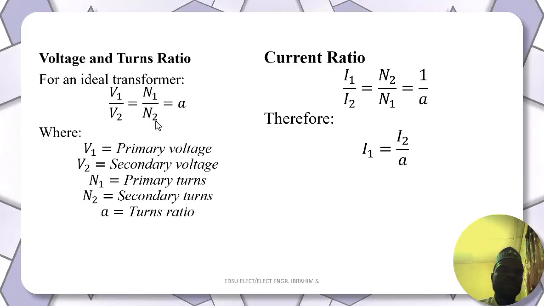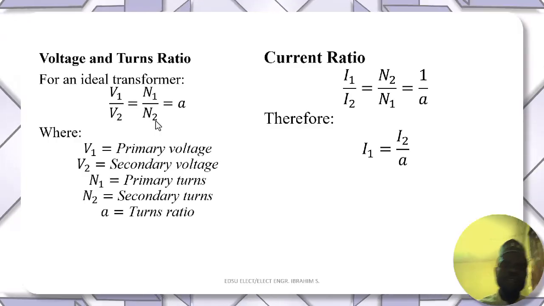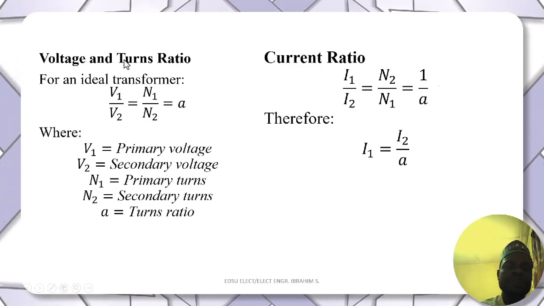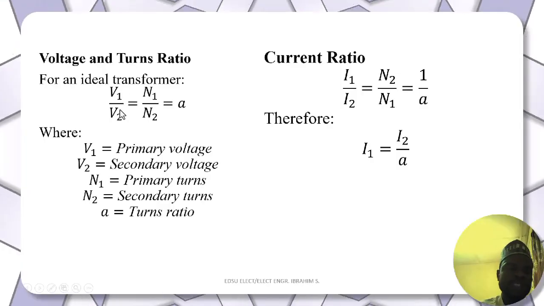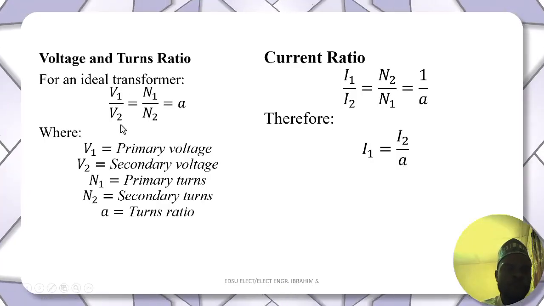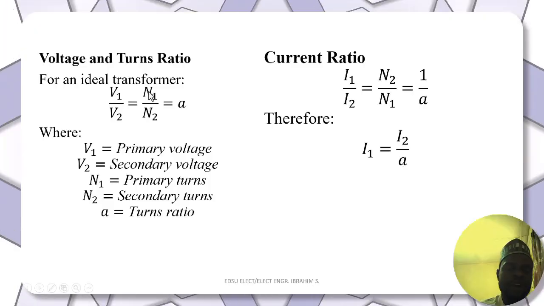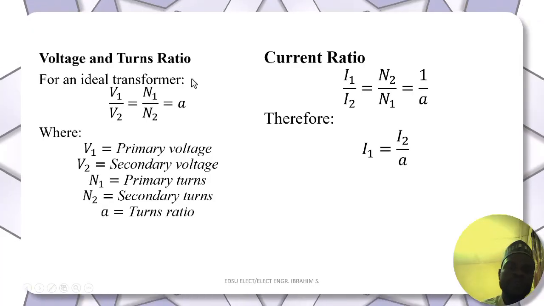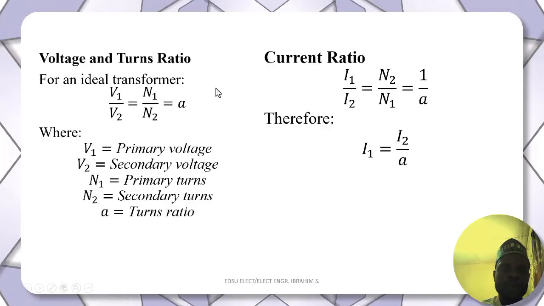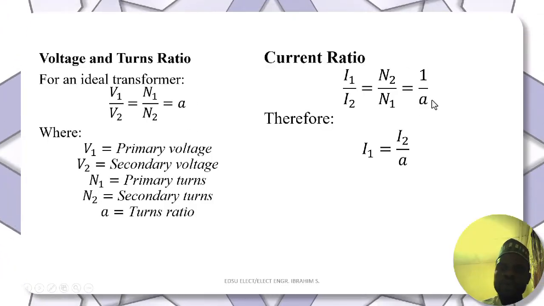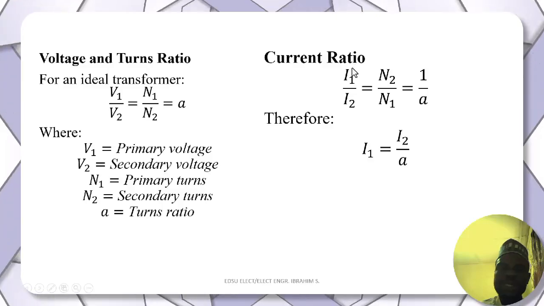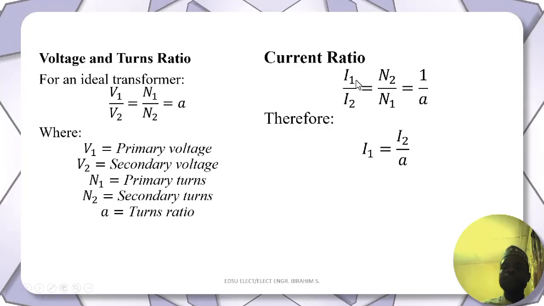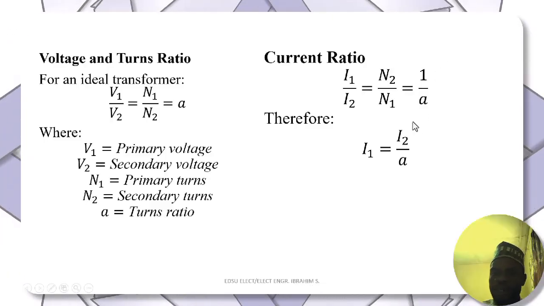Now, voltage and turns ratio. We have already talked about the voltage ratio. We said the voltage ratio is the ratio of the primary voltage to the secondary voltage, or the number of turns at the primary to the number of turns at the secondary, which should definitely give us our turns ratio. And we know this turns ratio is the same as... I think there's an error here. Okay, yeah, it's correct. We have one over our turns ratio to be what?